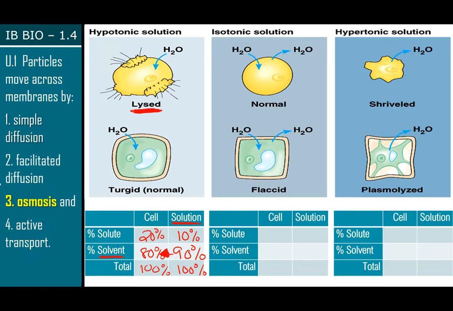This is why you don't get distilled water when you go to the hospital. You get saline, because the concentration of your blood is not zero, right? There's lots of dissolved stuff in your blood. So you need saline, which is isotonic, equal, so that your cells don't burst.